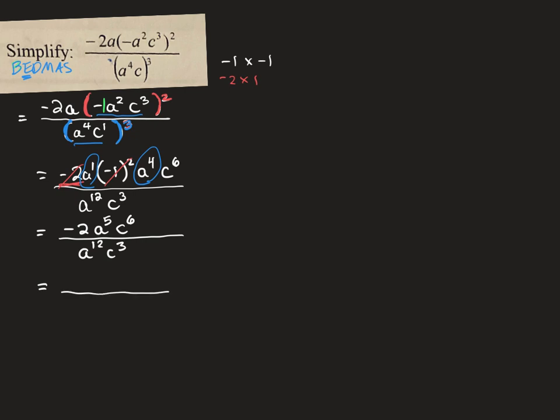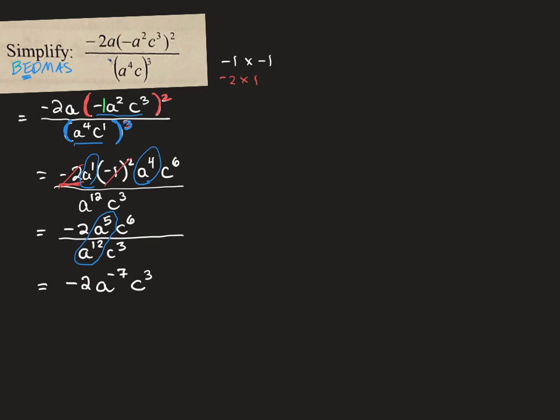And now we're going to actually divide. So negative 2 doesn't have to divide with anything, so we'll just write negative 2 on top again. Actually, we may not need a top or a bottom here, because we won't have anything left on top or on the bottom. Okay, now we're going to divide our powers that have the same base. So a to the 5 divided by a to the 12, you subtract the exponents when you divide powers. So 5 minus 12 would be negative 7. And then c to the 6 divided by c to the 3, subtract those exponents. 6 minus 3 would be 3.